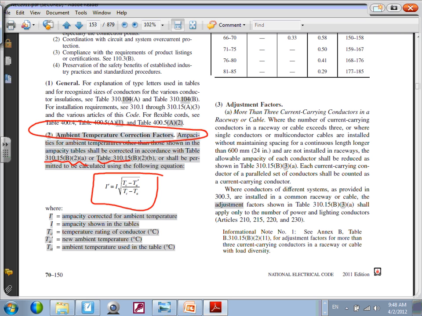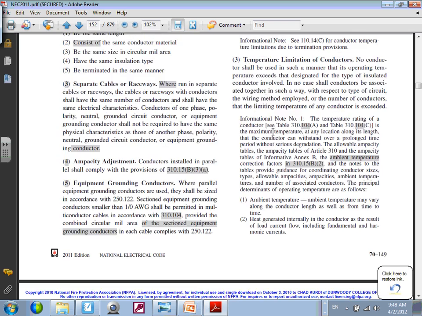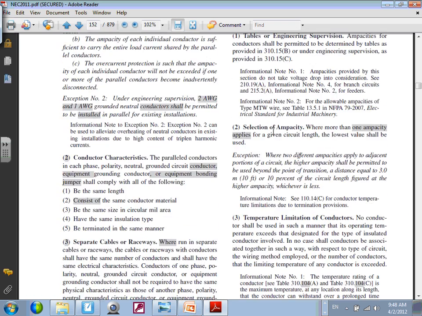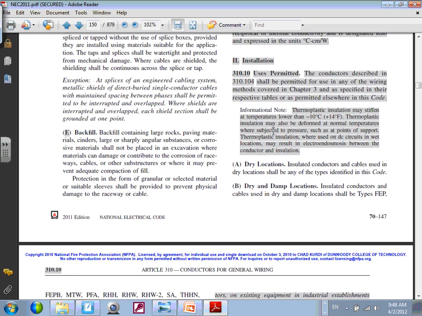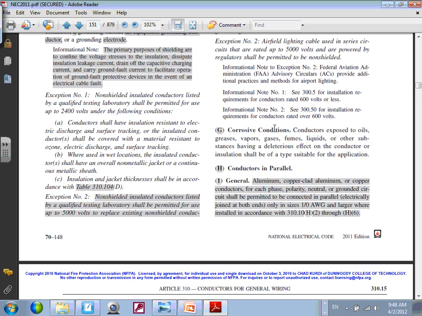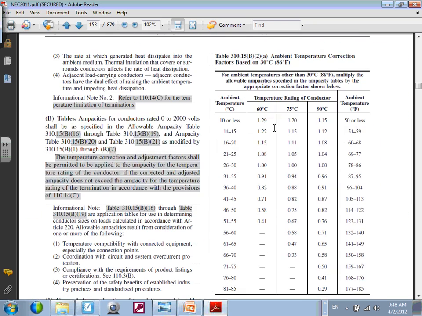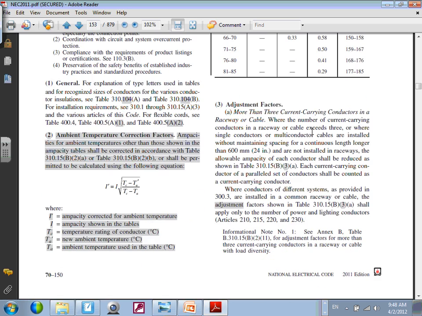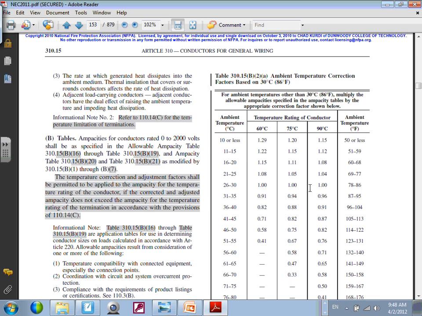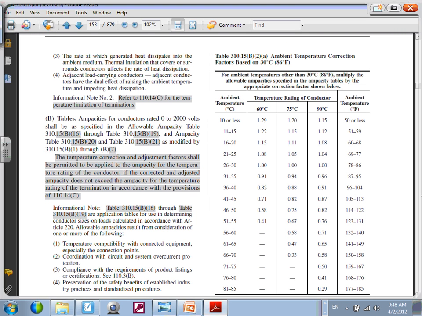Okay, let's go to the article. So these are the most important things. We're still in 310.10. 310.15 B2. Thank you. 310.15 B2. The second important table, guys, in 2011, we have two derating tables based on temperature.